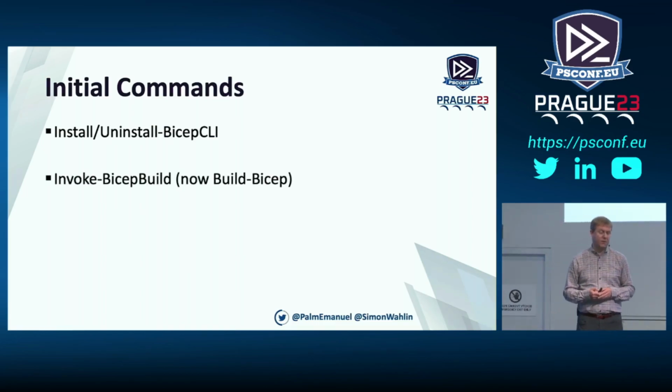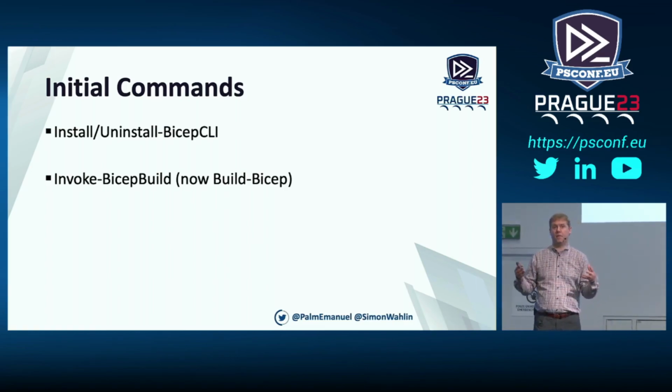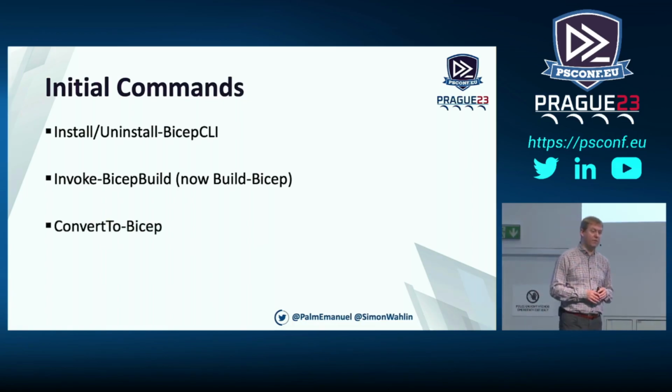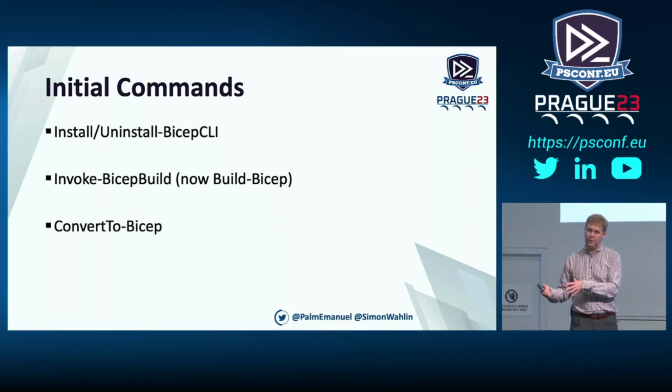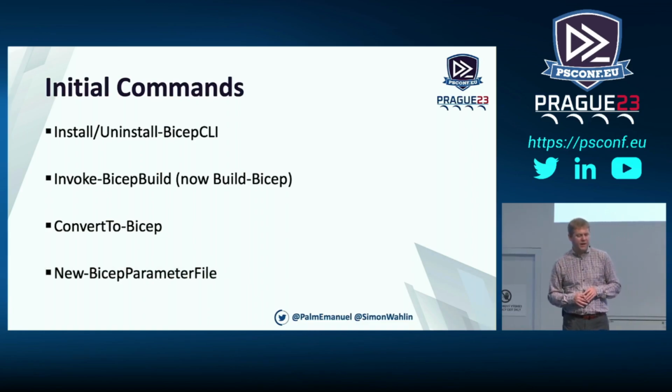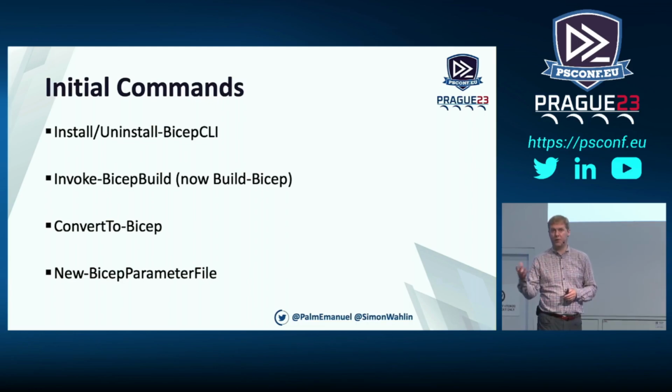We also had two simple wrappers around the Bicep CLI. So we had invoke Bicep build, which is now build Bicep. And that was just a simple wrapper around the Bicep exe file. We also had a convert to Bicep, which was a simple wrapper around the Bicep decompile command, which could convert ARM templates back to Bicep. And then we had a command that created a new Bicep parameter file. At this time, we didn't have that functionality either in the VS Code extension or in the Bicep CLI. So we wrote a simple PowerShell script that built a template to an ARM template, parsed the JSON, and figured out how the parameter file was supposed to look.